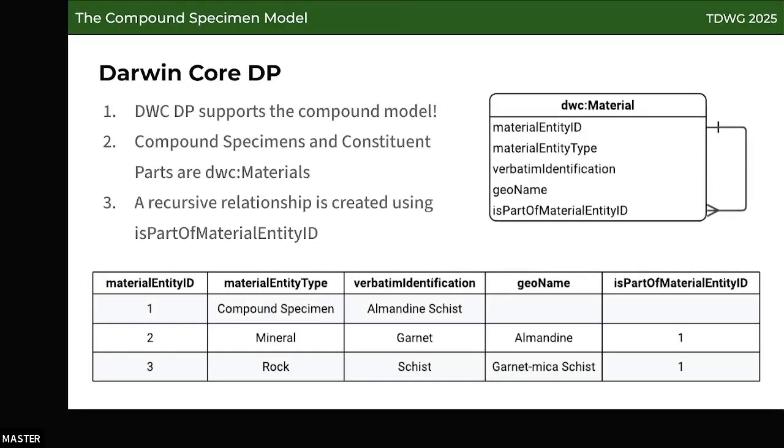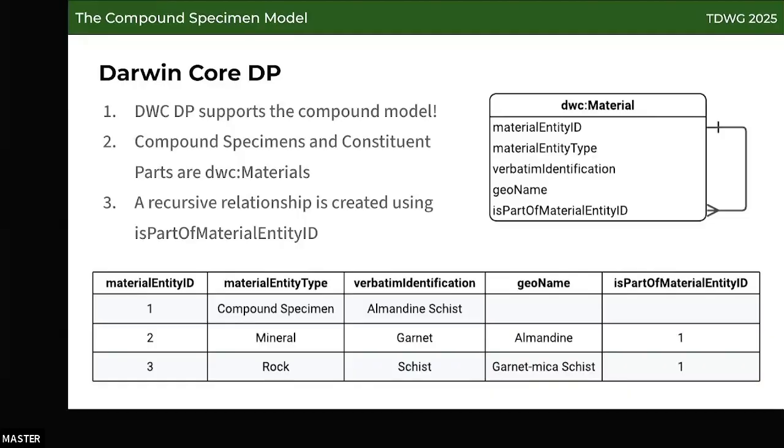Now, great news, Darwin Core DP is currently in public review, and I highly encourage everyone to go check it out. It supports the compound model very quickly. Here, it's a recursive relationship, meaning a self-join in the table, where is part of material entity ID is a join on material entity. In the table at the bottom, if you think back to that almandine schist, the first record is the compound specimen, almandine schist, material entity 1. The second record is that garnet, and you can see the 1 is populated in the is part of material entity ID column, and that's a self-join to the 1 in the first row for the compound specimen.